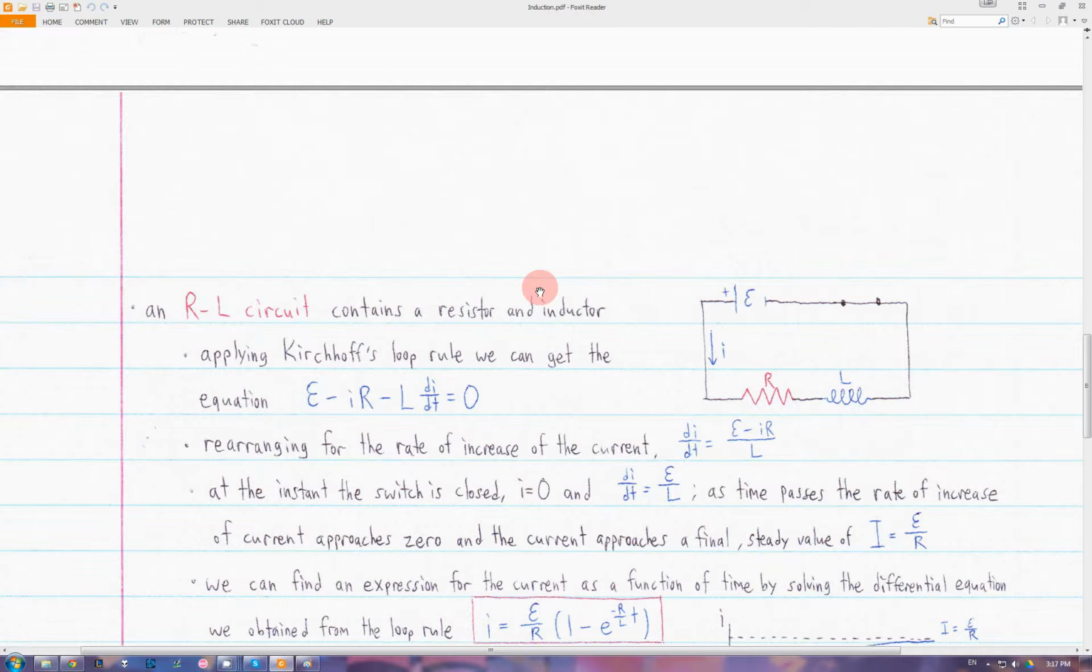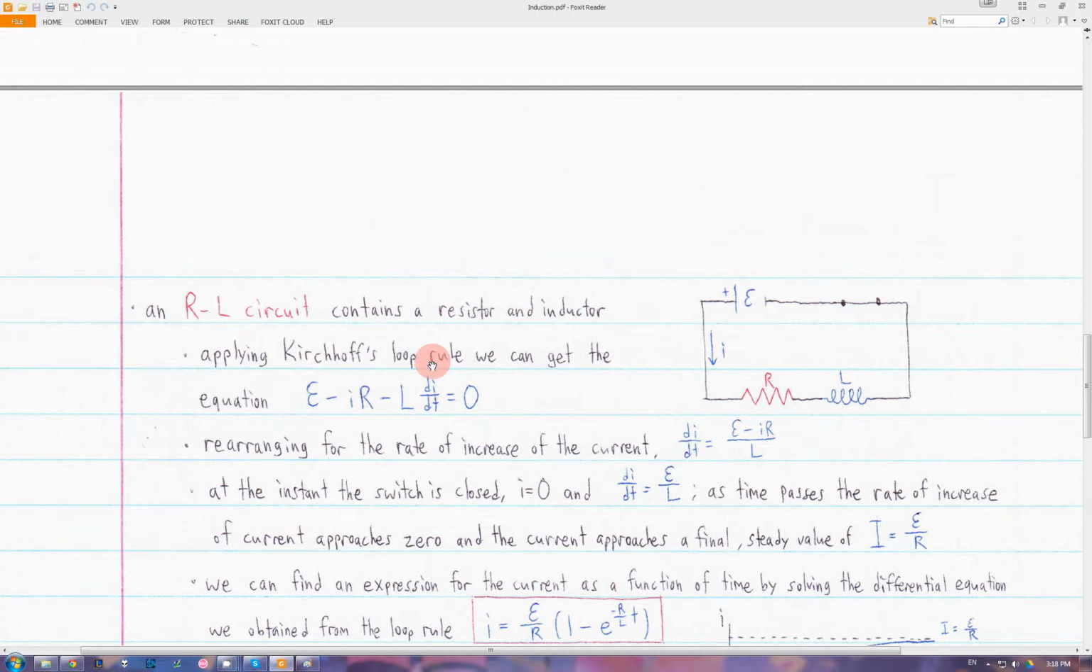In this video, we're going to look at the RL circuit, which contains a resistor and an inductor. So we start out by applying the loop rule to this circuit. We start here and go counterclockwise. First we go across the battery, we have plus E, and then across the resistor we have minus I times the resistance, and then across this inductor we have minus L times di dt. And this is equal to 0.